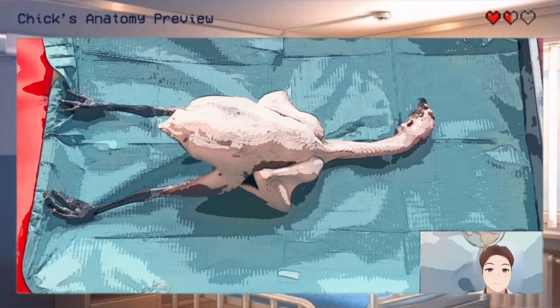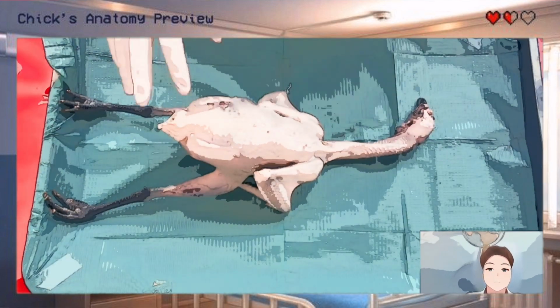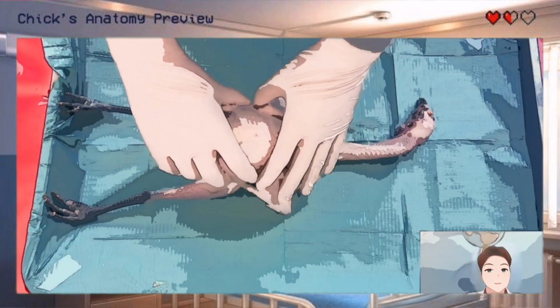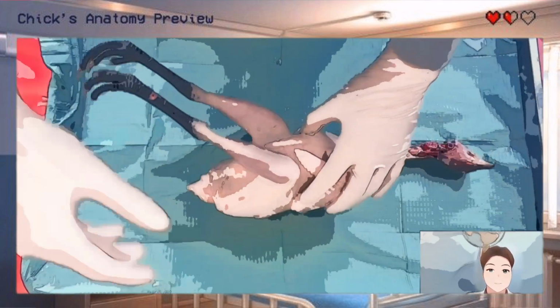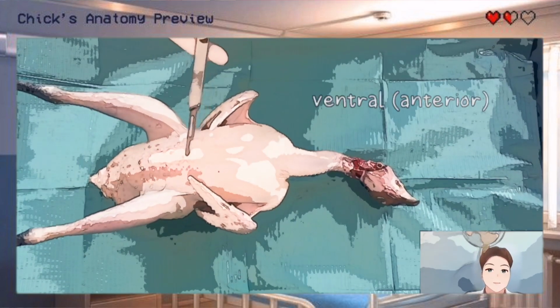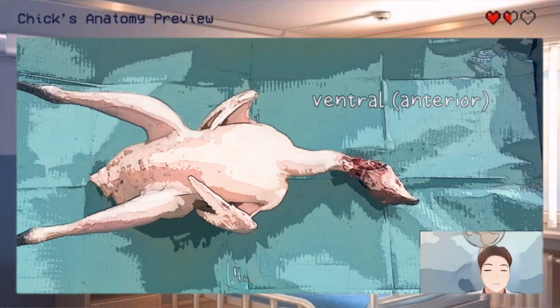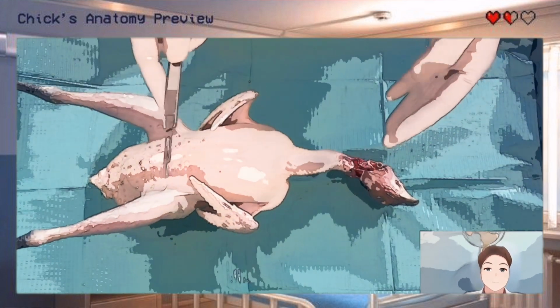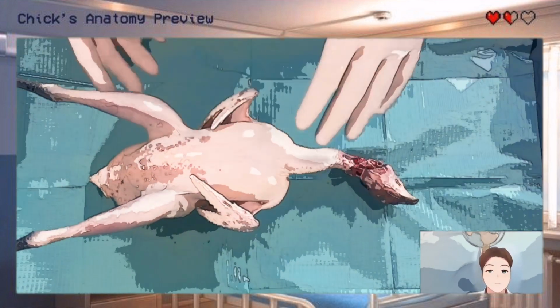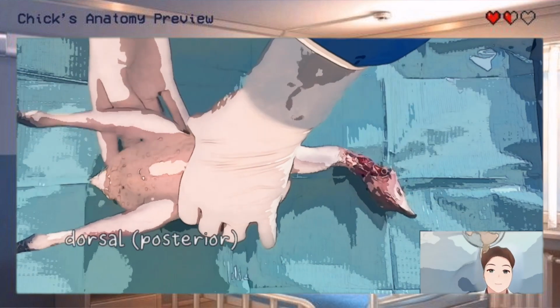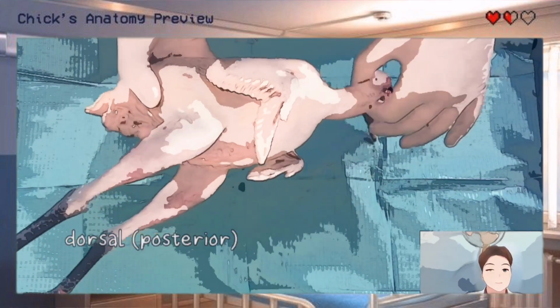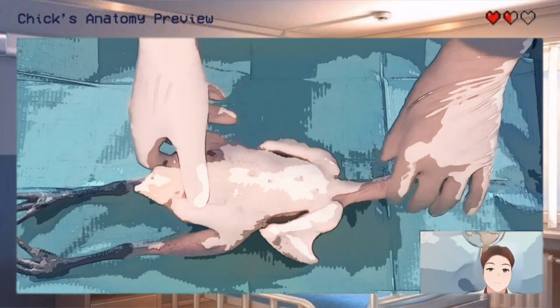Start the autopsy by placing the patient in the anatomical position. As we have mentioned earlier, this is the body's standard position. This is the ventral side. It is also called anterior, and it is the front part of the body. As we flip over the patient, this now is called the dorsal side. It is also called posterior, and it is the back part of the body.